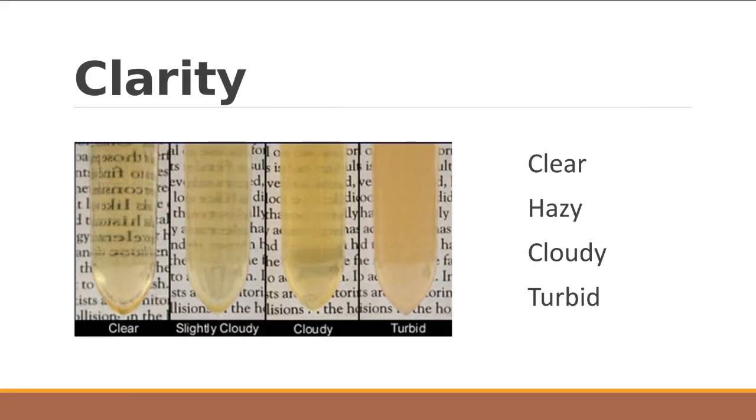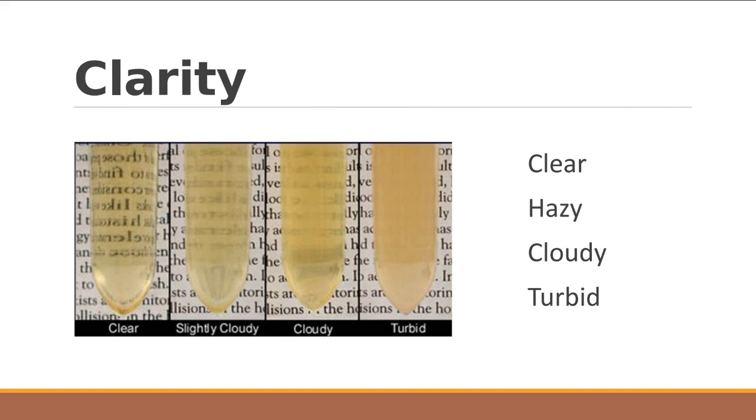Clarity is what we're talking about, the transparency of the urine. Can we see through it? These are the 4 that you use: clear, hazy, cloudy, and turbid. When you have a clear specimen, there's no visible matter. A hazy specimen has visible matter, but you can still read through. Hazy is going to be the one that's just slightly cloudy.